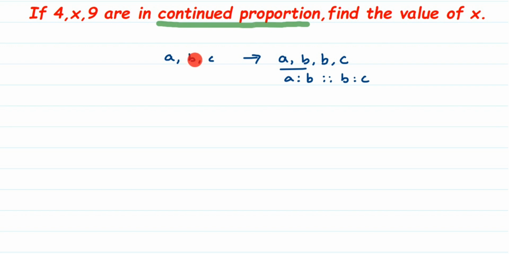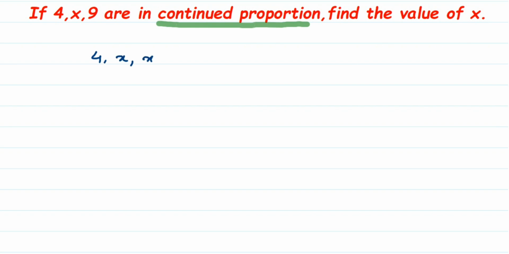So the first two numbers are in ratio and the last two numbers are in ratio, that is A is to B is in proportion with B is to C. They are in proportion. So here also, instead of giving A, B, C, they have given numbers 4 and 9. They have given that 4, x and 9 are in continued proportion, which means 4, x and then x and 9 are in proportion.